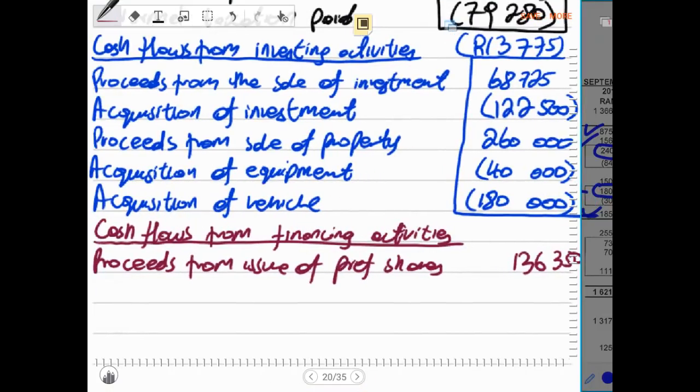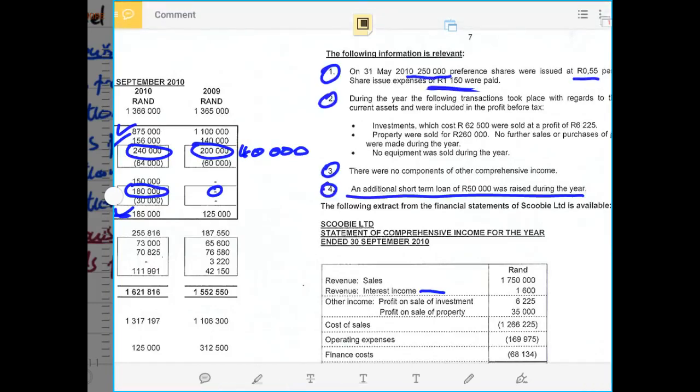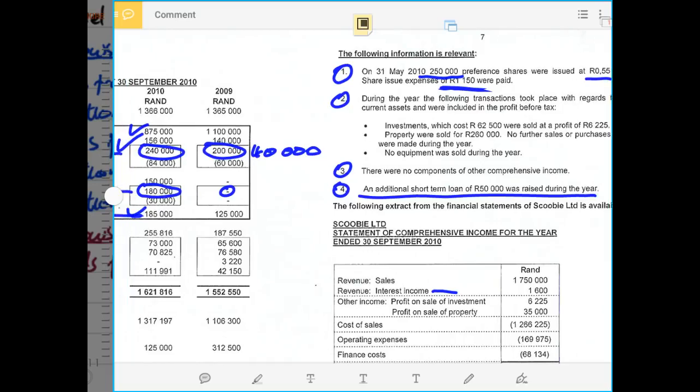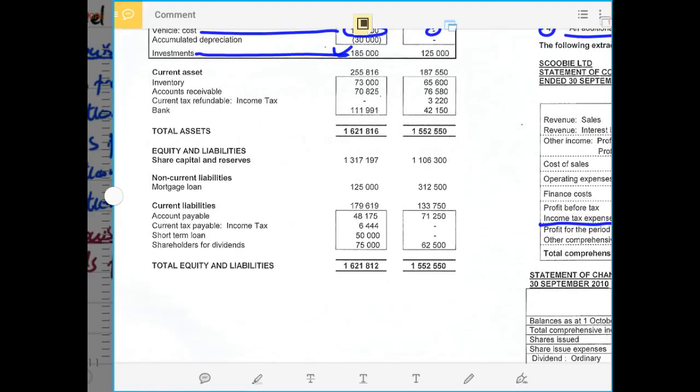There was a loan that was raised during the year, a short-term loan. That was additional information number 4, because number 2 was regarding the asset and number 3 with the income statement, which will have affected the reconciliation note. Number 4 said an additional short-term loan of 50,000 was raised. If we raise a loan, we are borrowing money from the bank and it's money coming into the business. Before we record that, let us go to current liabilities, because a short-term loan will be under current liabilities.